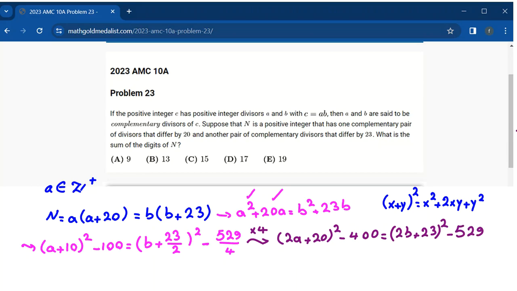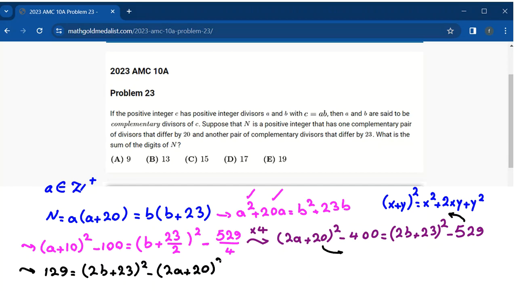Okay. In the next step, I take 529, this to the left hand side, this one to the right hand side. So 529 minus 400 is 129, which is equal to 2b plus 23 squared minus 2a plus 20 squared.